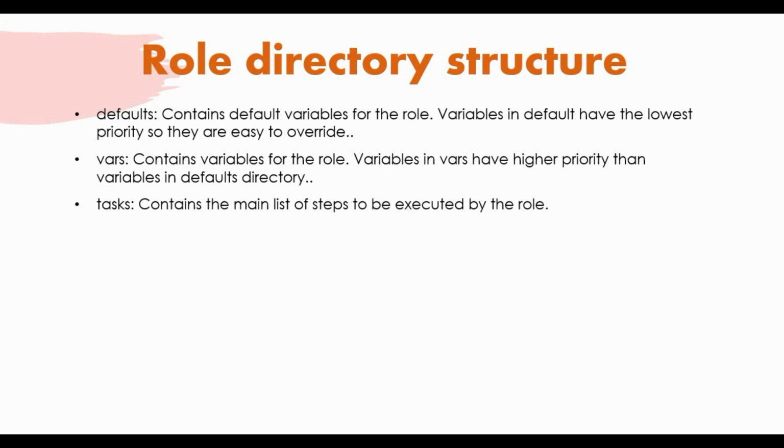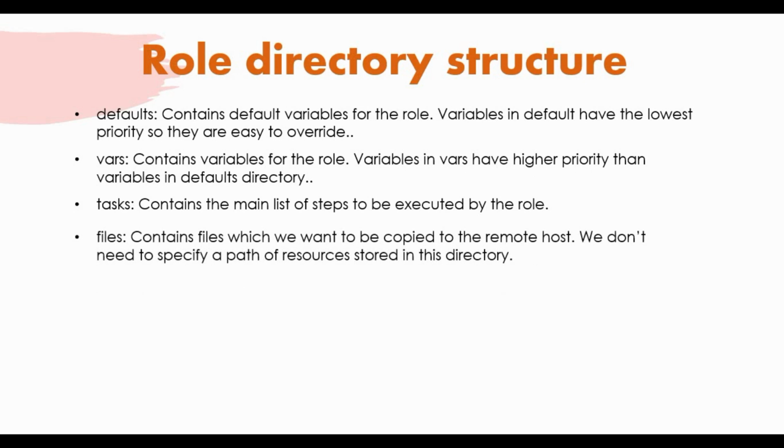Okay, now this is the main folder, which is tasks. The tasks folder contains the main list of steps or activities that need to be executed by a role. For example, if you have Apache to be installed, that comes under tasks. Most of these folders will have a file called main.yaml, and the role will look for the content inside that main.yaml. So if you want to run the Apache installation, you need to put it in that folder under tasks. Okay, there is also a folder called files, and this folder contains the files that need to be copied to the remote host. We don't need to specify the path of the resource because it's under files.